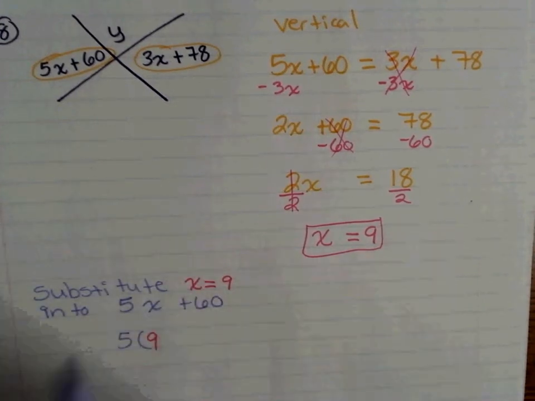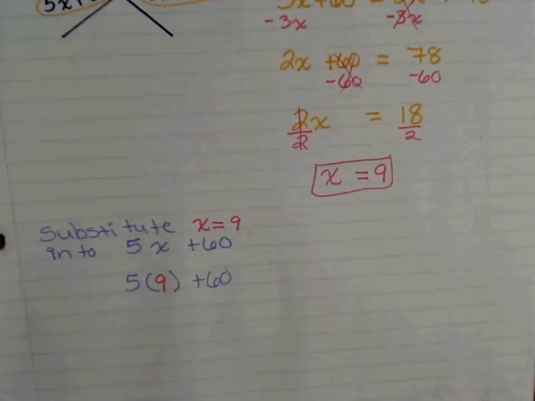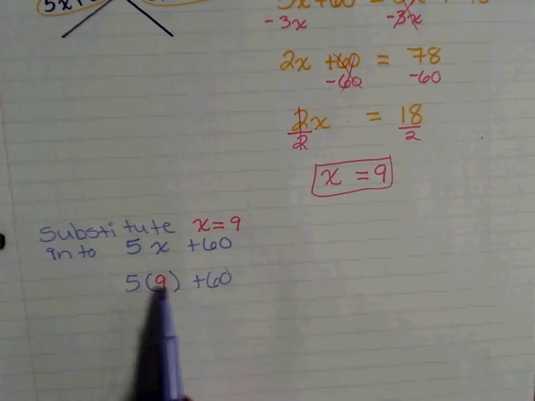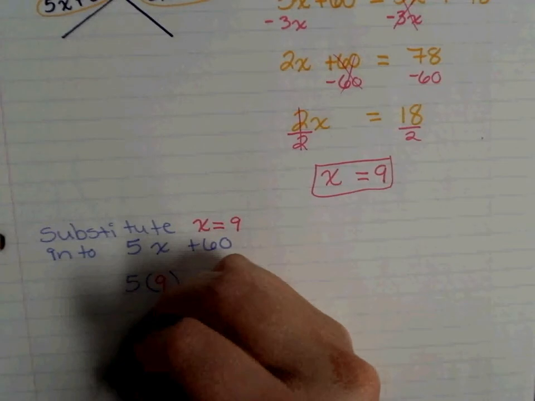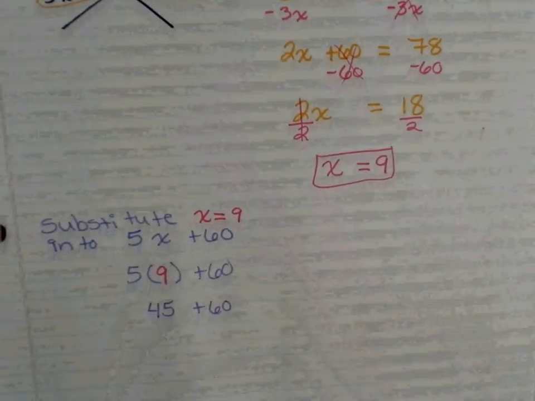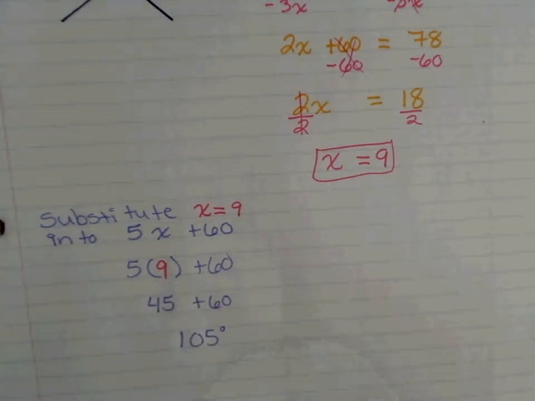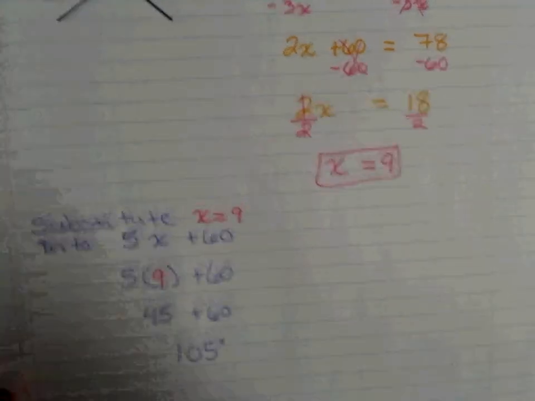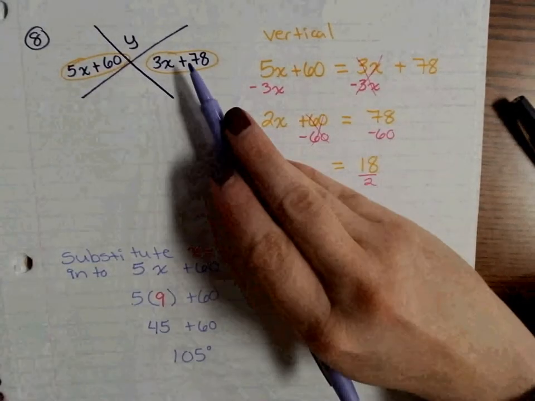So instead of 5 times x, it's going to be 5 times 9 plus 60. Order of operations, I need to do what first? What operation is that? Multiplication. So I have to do the multiplication first. So we got 45 plus 60. What's 45 plus 60? 105. So you get 105 degrees.